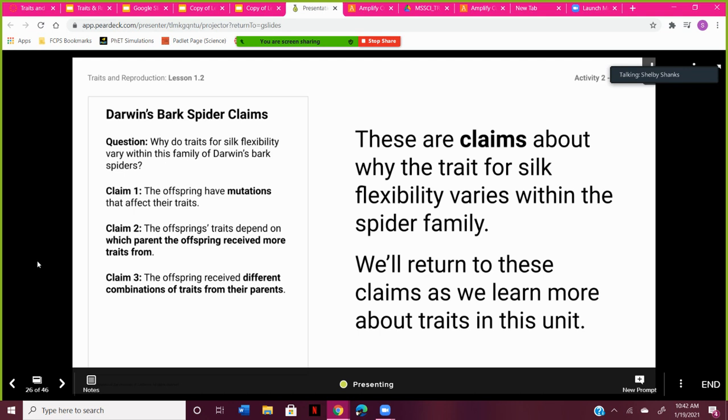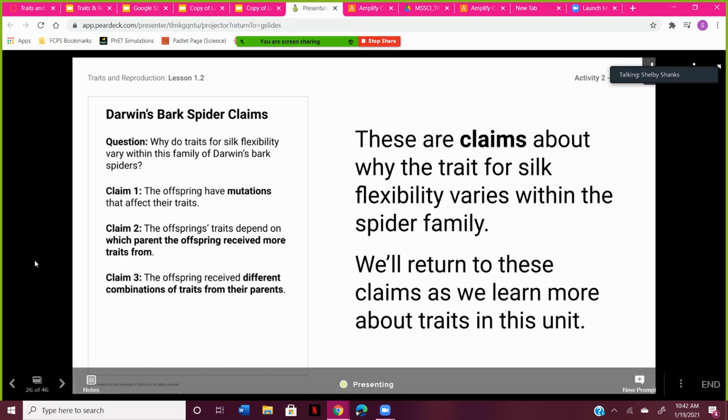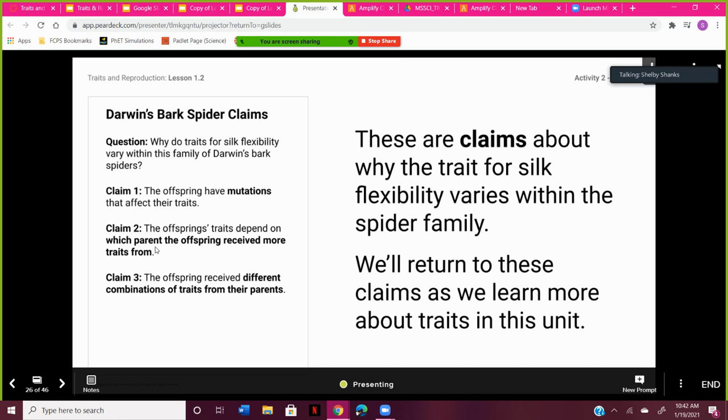Okay, claim 1 said the offspring have mutations that affect their traits. Claim 2 says the offspring's traits depend on which parent the offspring received more traits from. Or claim 3, the offspring received different combinations of traits from their parents. So we are not picking a claim today. I just wanted to expose you guys to these 3 claims that we're going to be looking at.